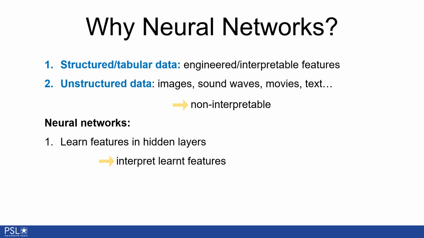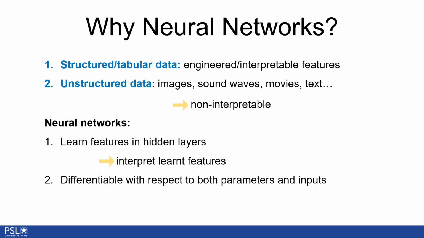A second key property of neural networks is that they are differentiable with respect to both their parameters and their inputs. From the point of view of interpretability, this property can be directly exploited to generate local explanations. In this lecture and the next one, we will go more into details on these 2 points and how they are used for developing explainable artificial intelligence.